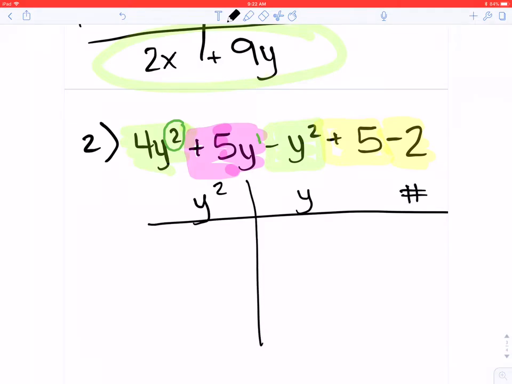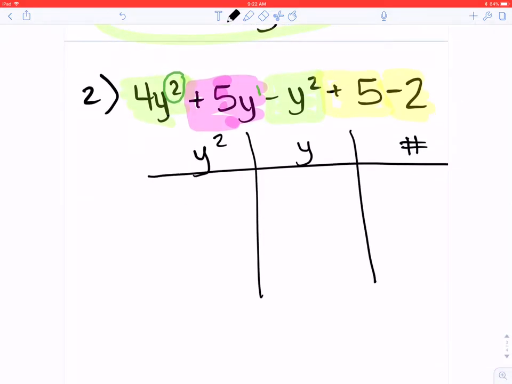And yes, I want to see you make categories. As they get bigger, they get more complex, harder to keep track of everything. So I have 4 y squareds. I have 5 y's. I'm taking away a y squared. I have a 5, and I'm taking away 2.